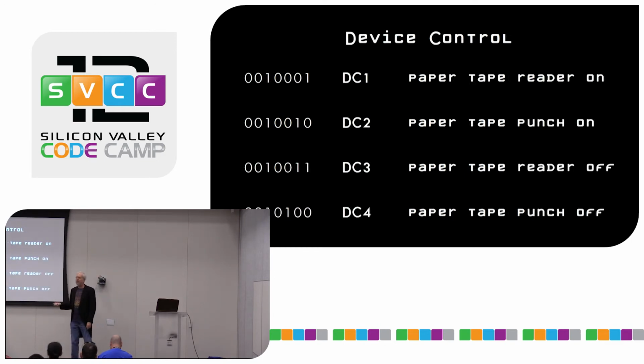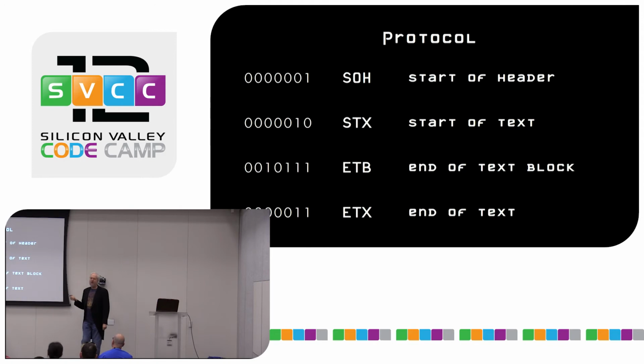They added some codes for device control. So these would control your paper tape punch and your paper tape reader on your teletype. You could turn it on and off remotely. They anticipated that someday there are going to be computer protocols, which was a good guess because, in fact, the future is protocols. And they made some guesses as to how that would work.